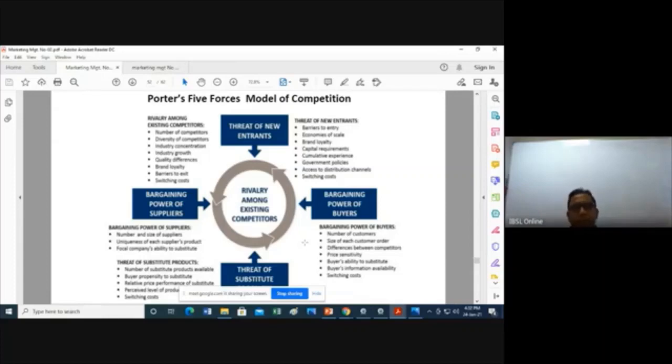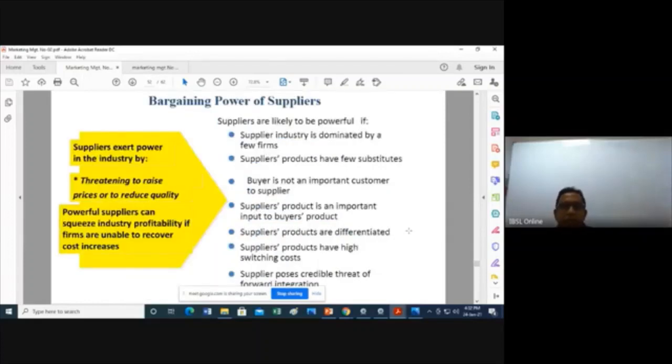So it's interesting for us to analyze our model in terms of this five forces model, to see what impact can adversely affect our business model. So let's see in detail.